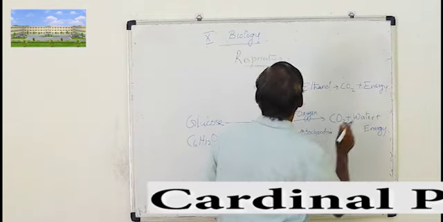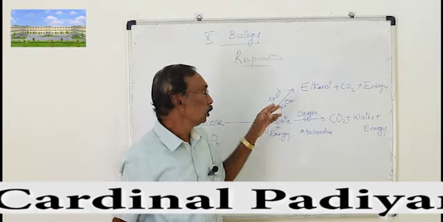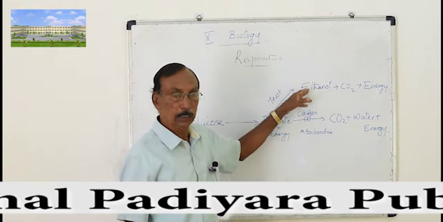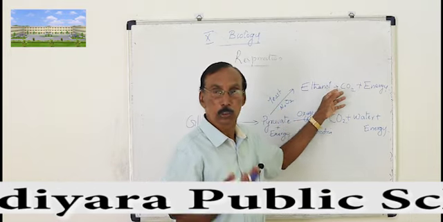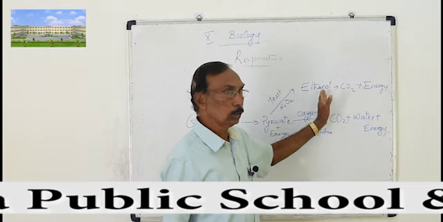This is the reaction that takes place in yeast. That means, if you take some sugar solution, put some yeast, you can see it will change it to alcohol, ethanol or ethyl alcohol, and the carbon dioxide also will be produced, and energy will be released. So this is how alcohol is produced.